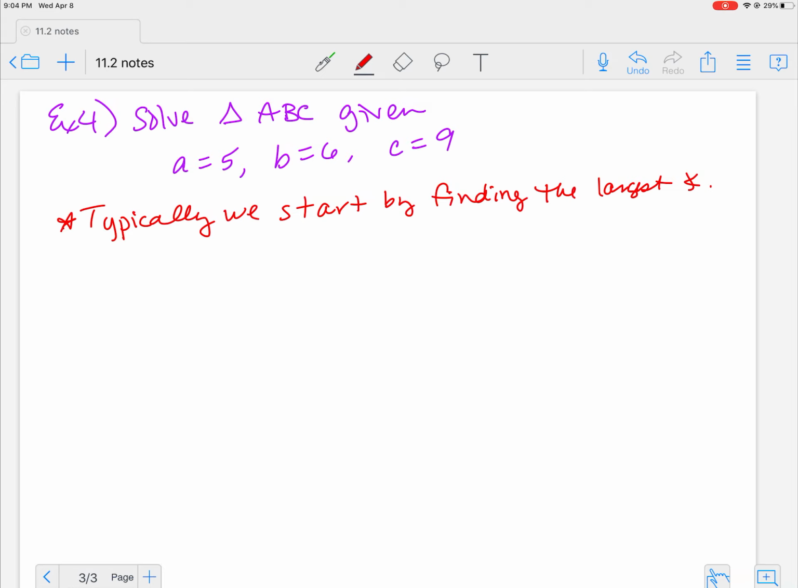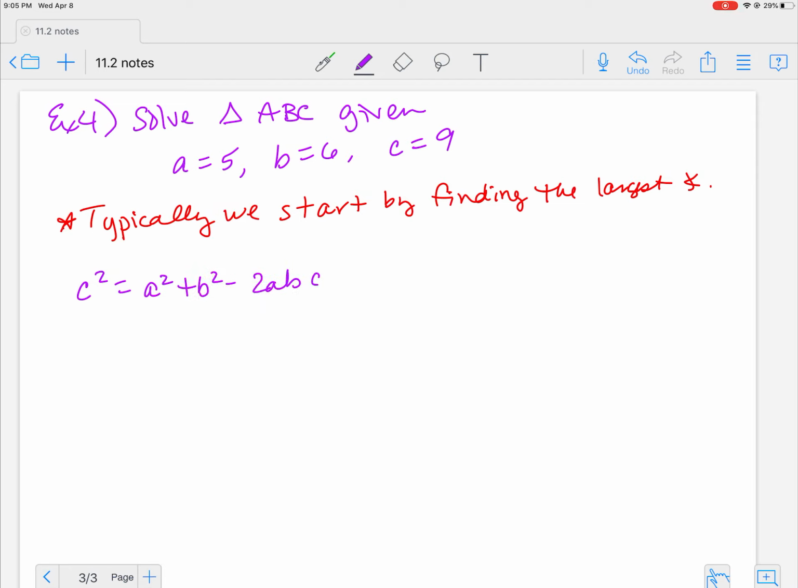How do I know which one is the largest angle? Pardon me, I'll try it again. I know I have the largest angle because it's the largest side. So C is what we're going to go for, and we're going to find that first.